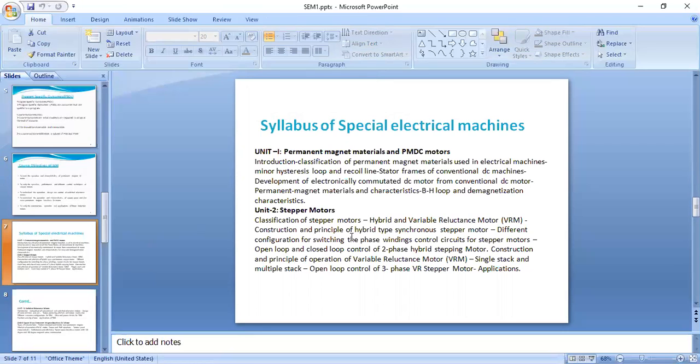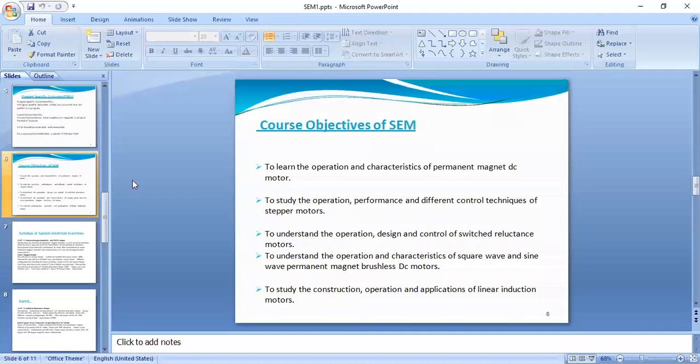So for this one, the course objective we have defined is that the student will be able to study the operation and performance of the stepper motor and also the different control techniques of the stepper motors.